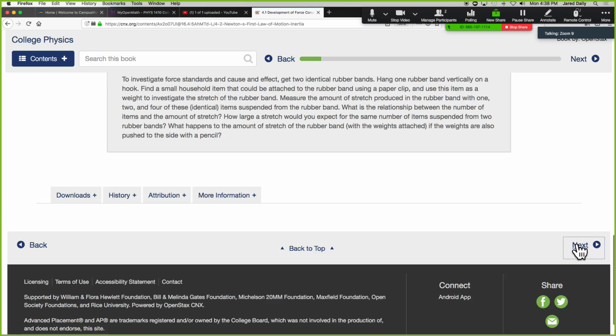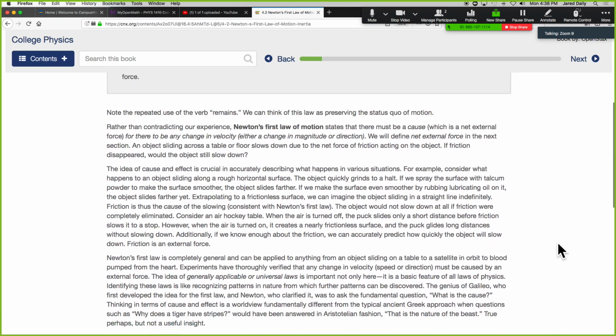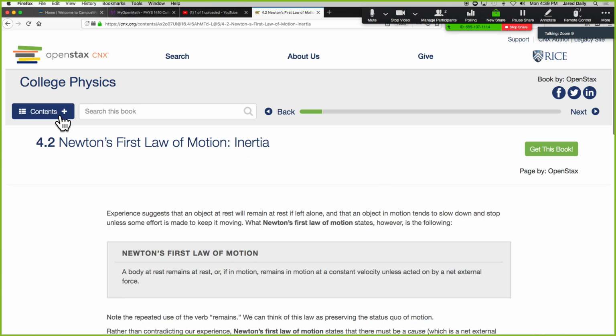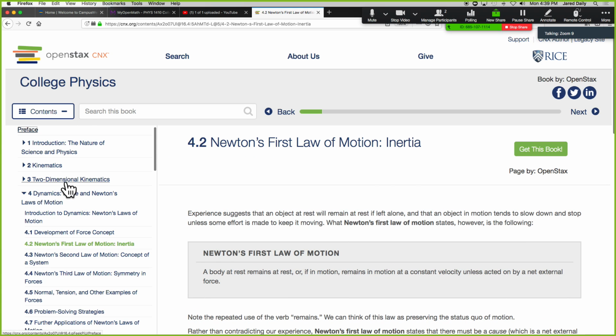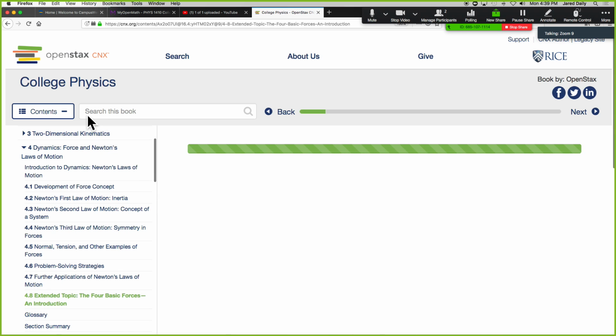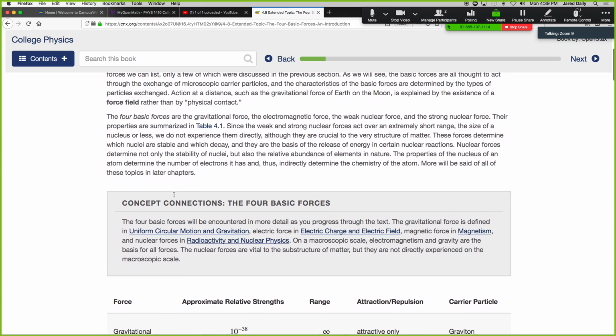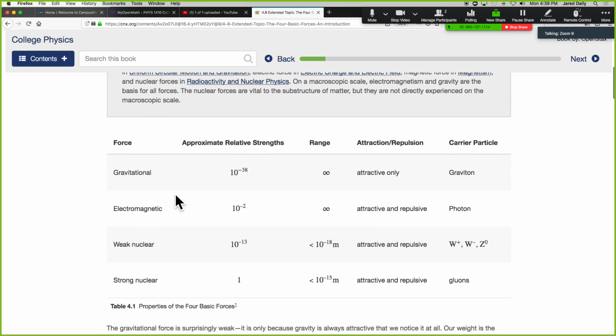But it turns out it's actually less than we imagine. We think about this and we talk about this a lot, but there are actually fewer. And I'm going to jump to the end of the chapter because I kind of like this idea at the beginning of this chapter. It turns out there's actually only 4 basic forces, and here they are.